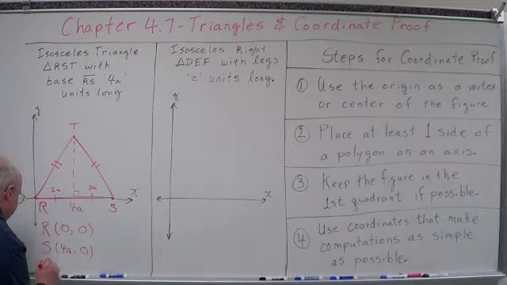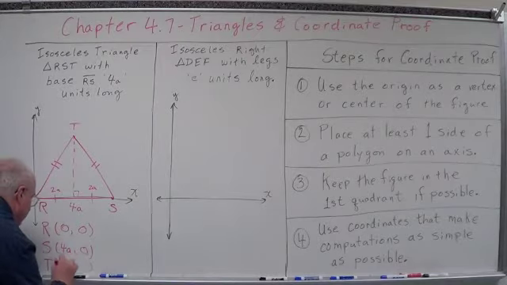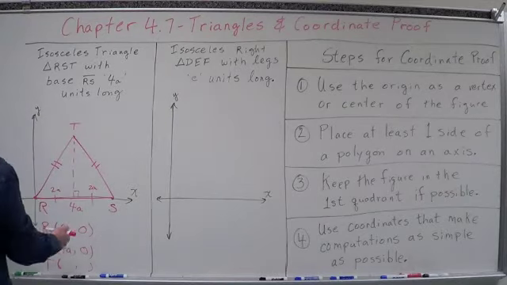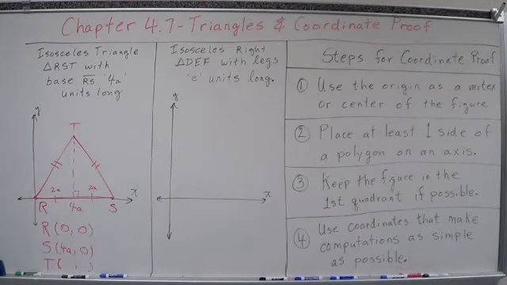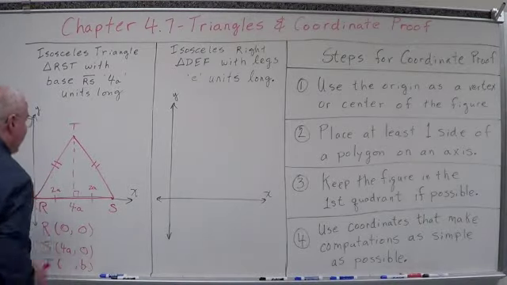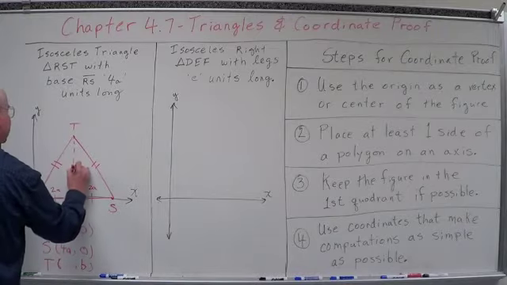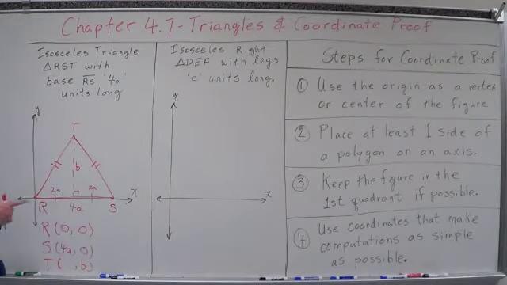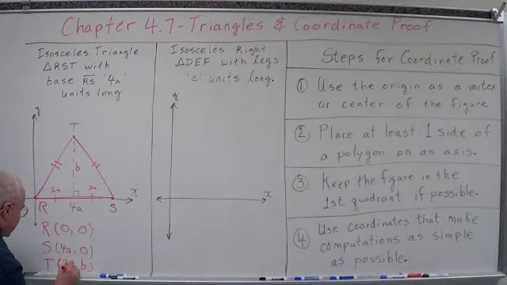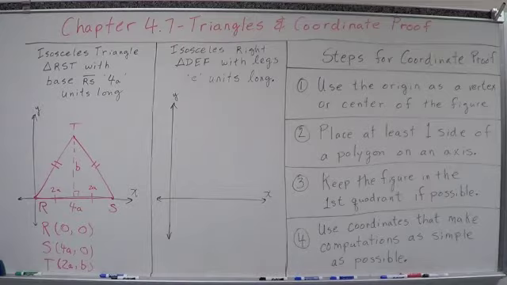Okay? Now, T. Where's it going to be? Up here? We could figure that out, but we're just going to assign it a value of B. Okay, it's B high, so we're going to assign this value just a value of B. But how far is it along the x-axis? It's 2A. So that's how we would do that one.